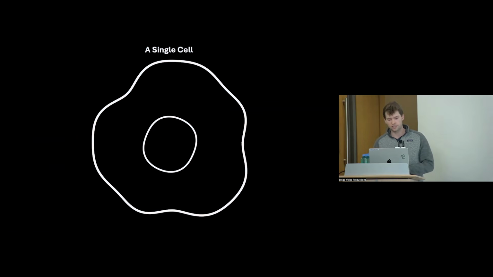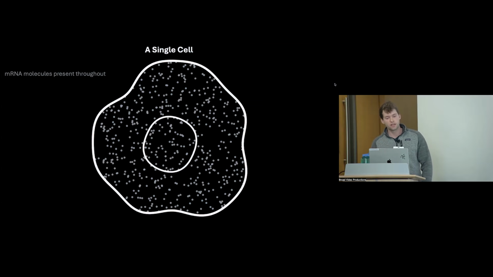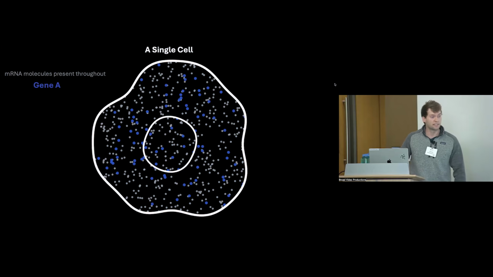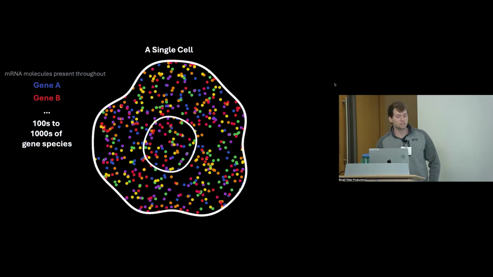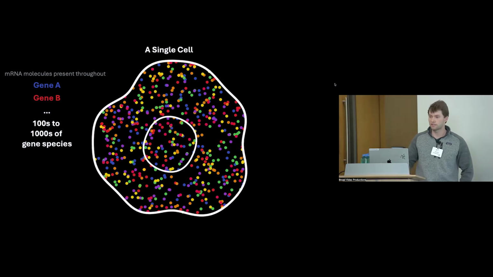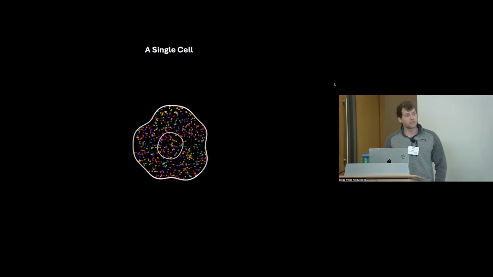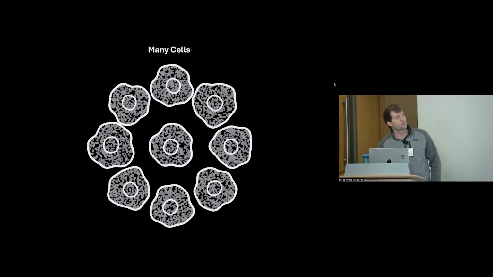What this actually looks like is, say we have a single cell, and we segment the cell so we know the boundary and where the nucleus is. Within this cell, there's a bunch of mRNA molecules present throughout. With these technologies, we know exactly what gene each mRNA molecule represents. So we know these are gene A, these are gene B, and we know for up to hundreds to thousands of gene species where these are present in the single cell. And if we can do this for a single cell, we can do this for many cells.